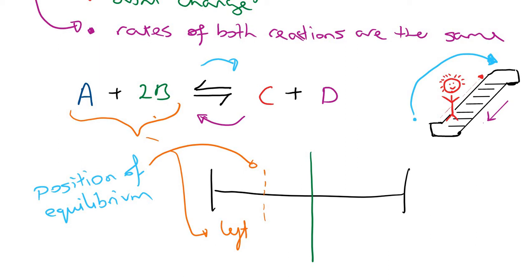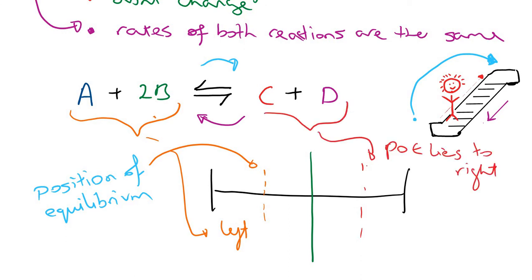of A and 2B. Let's look at it and see what happens if the position of equilibrium is over to the right, like that. Then there's more of C and D.